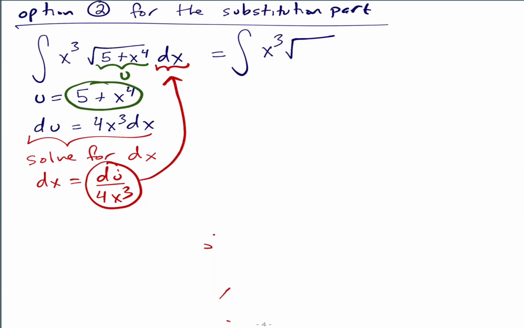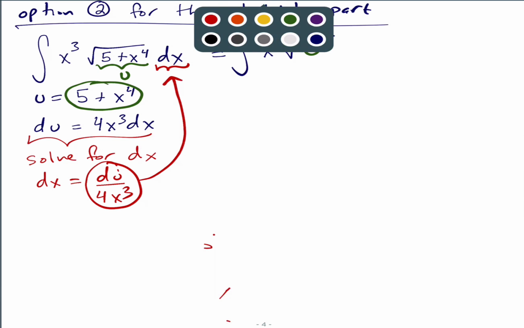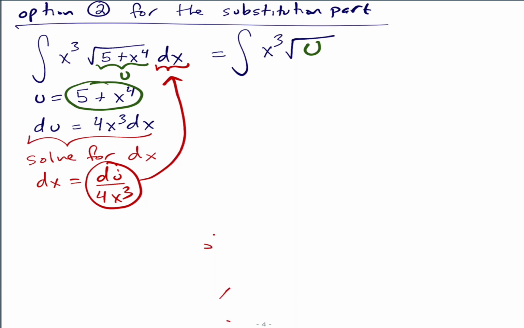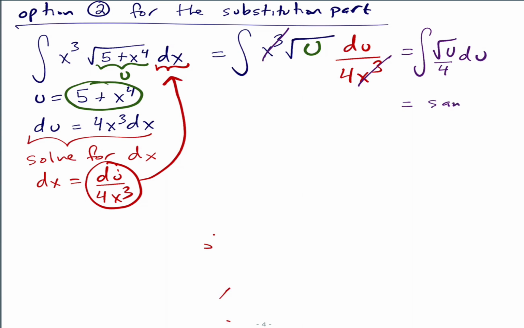So we have x cubed, square root of what? U, right? And then instead of dx, what am I going to put down? Du over 4x cubed. And then you simplify. So if I simplify here, what can I get rid of? X cubed cancels out with x cubed. And then am I left with only u's? Yes. So is this good or bad? This is good, right? So now I have square root of u over 4 du. And then this is same as before. So did you guys see the difference between the two?